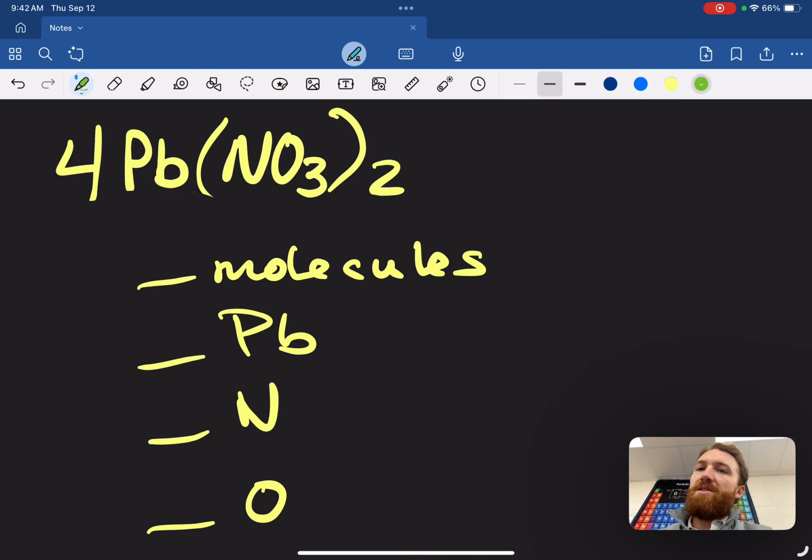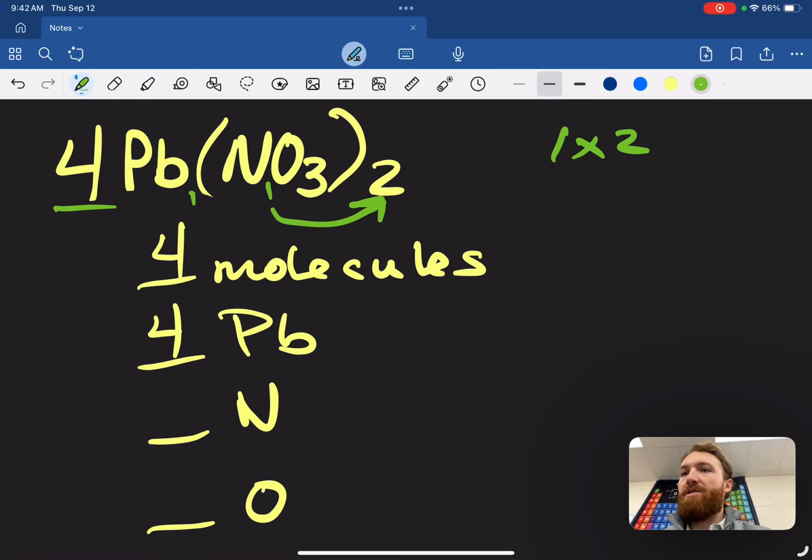With the molecules, look at the coefficient out front. I see there's a 4 there, so put a 4. With the lead, the Pb, there is nothing following it, so there's just 1 there. So 4 times 1 would give you a total of 4 of these leads. Now we're getting inside the parentheses. If you look inside, there's only 1 nitrogen atom in there, but you do have to multiply that 1 times 2. So you'd originally go 1 times 2, and you'd get 2.